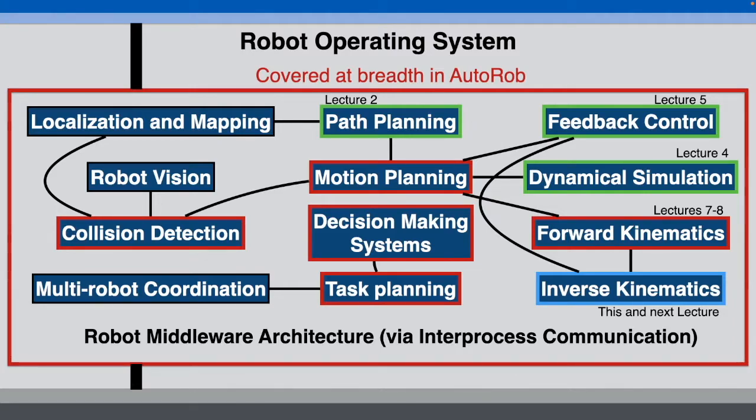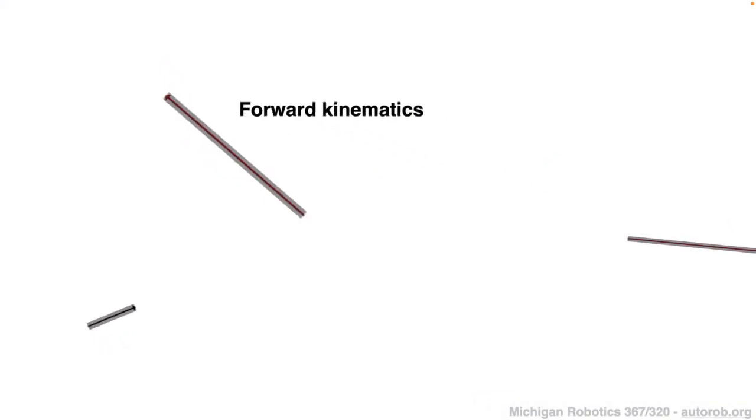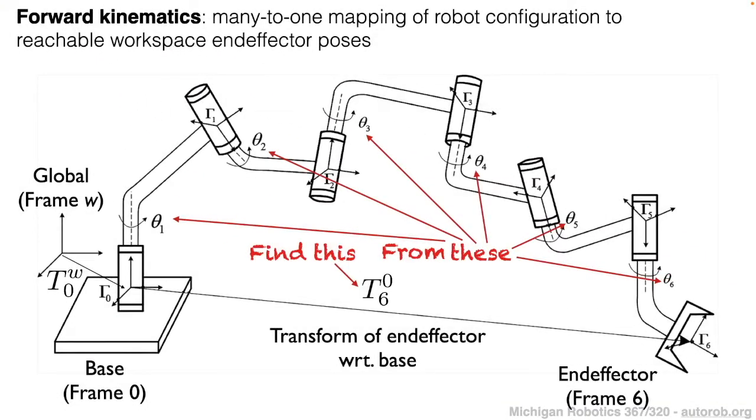In lecture 2, we discussed path planning, which was our first assignment. We then discussed feedback control in lecture 5 and dynamical simulation in lecture 4, which became the foundation for our assignment 2 and our implementation of our pendulum and PID controllers. Now we're on the topic of forward and inverse kinematics for assignment 3, which we discussed in lectures 7 and 8. That brings us to today, where we're going to be discussing inverse kinematics during this lecture and next lecture as we prepare for assignment 5. Then upcoming, we'll be discussing some of the other modules that are described and highlighted on this slide.